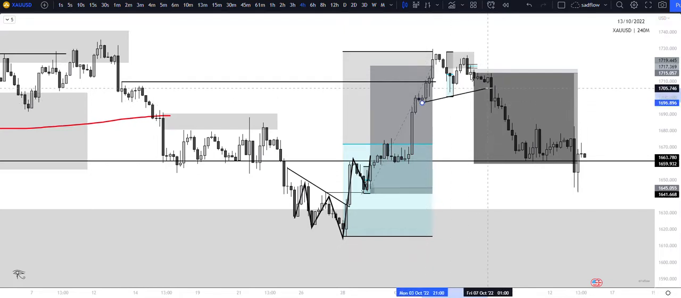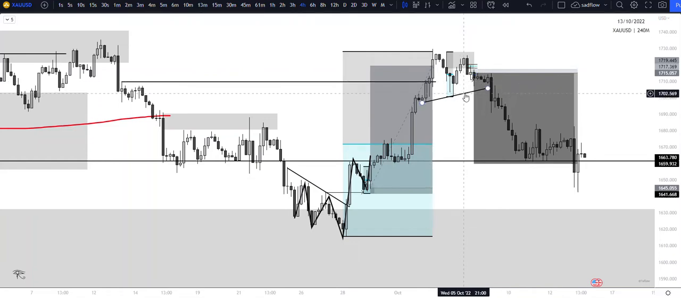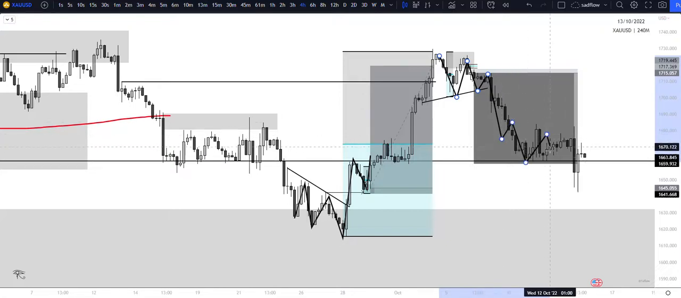Right there, we can see it again. The long liquidity buildup within premium. We get an internal structure break to the downside. Price comes back up, makes that lower high, and now it can make the move into discount, targeting equal lows in the form of sell side liquidity, which we can see here.